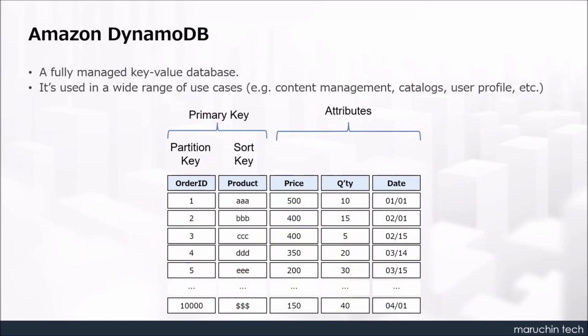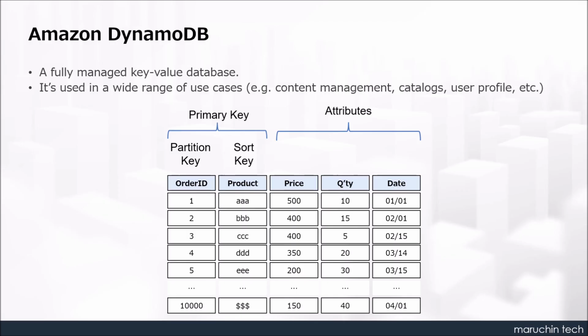Let me briefly introduce DynamoDB. DynamoDB is a fully managed key-value database. It is one of the most representative database services in AWS and is widely used in the industry. DynamoDB stores data as keys and values. Because key-value databases have a simple structure with the paired keys and values, they have the advantage of faster processing compared to general relational databases.